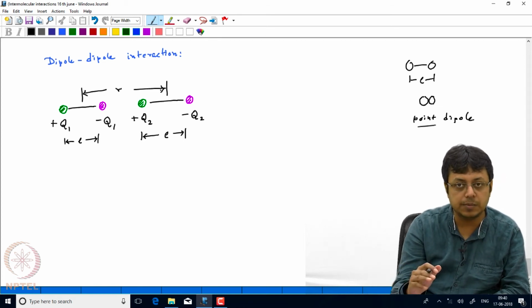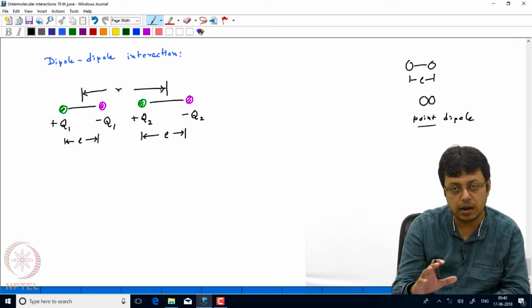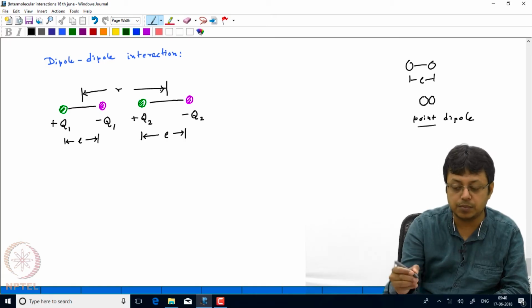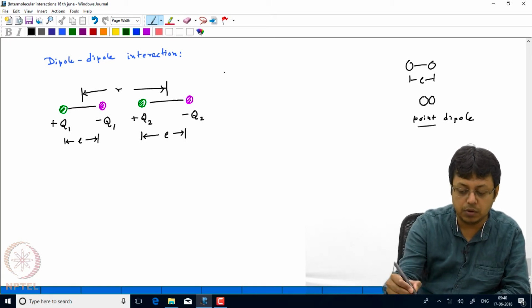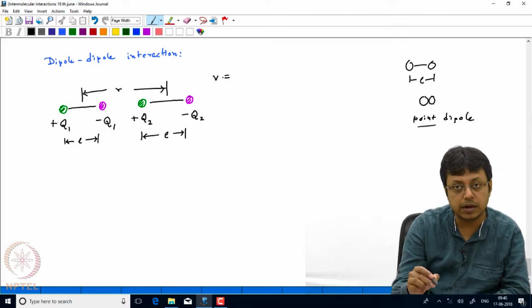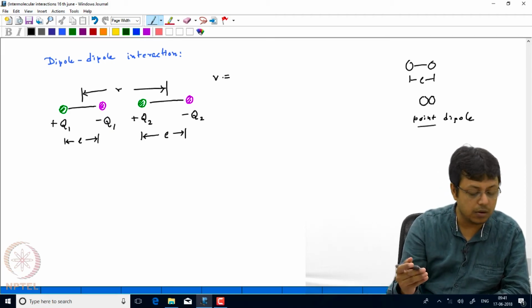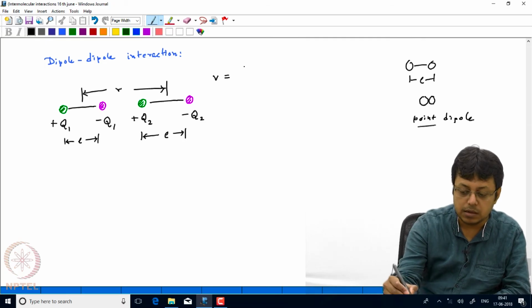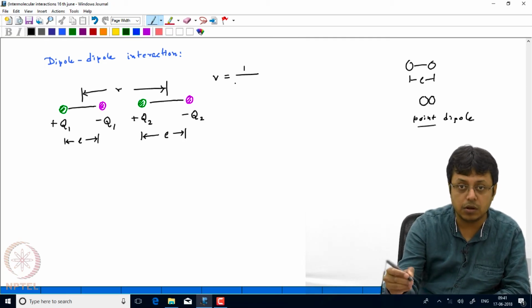Now, again as before, we are going to carry out the calculation for the interaction potential. This interaction potential will have basically four terms, because plus q1 will interact with plus q2, plus q1 will interact with minus q2, and so on. So, we can work out the maths one by one. Let us all follow.